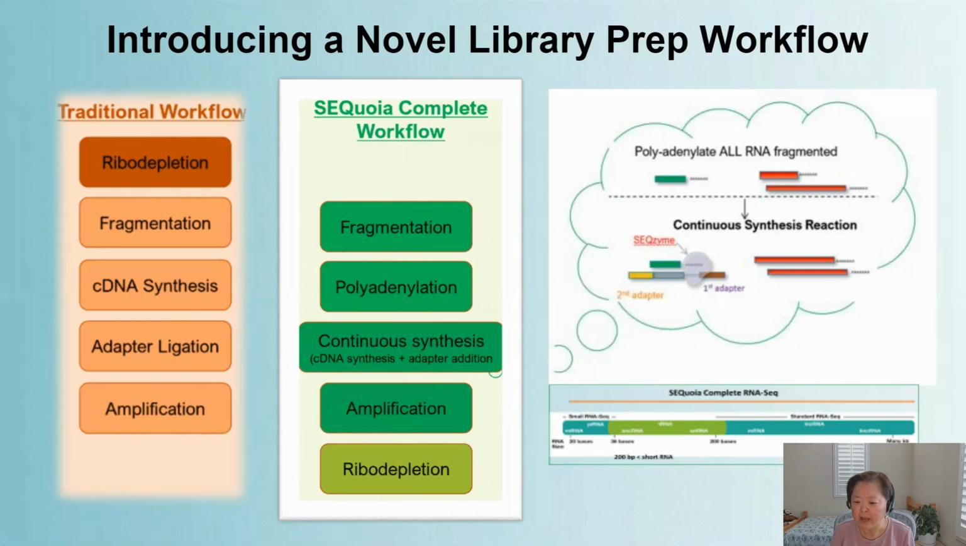And because of the high conversion efficiency from Zeinali, our library requires fewer PCR cycles. And the post-library ribodepletion strategy further minimizes the loss of small RNAs. So the Sequoia workflow can capture more of the transcriptome, long and small RNAs.